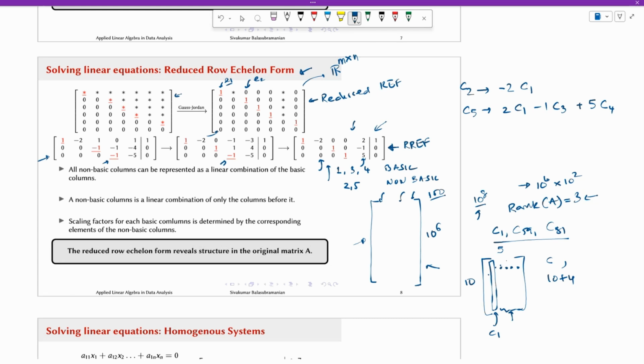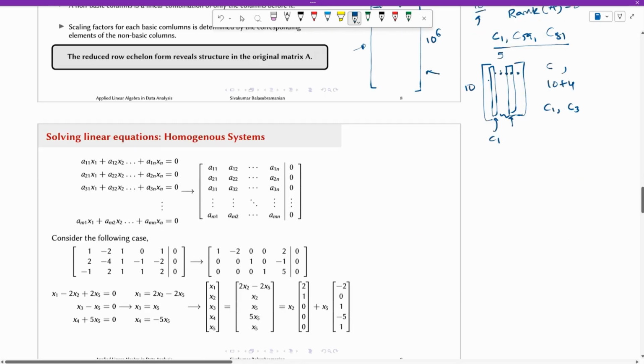What if C1 and C3 were basic columns? How many numbers would I have? What all would I have to store now? C1, C3 for sure. What else would I have to store? How can I reconstruct the second column? How many numbers would I have to store for reconstructing the second column? Second column.